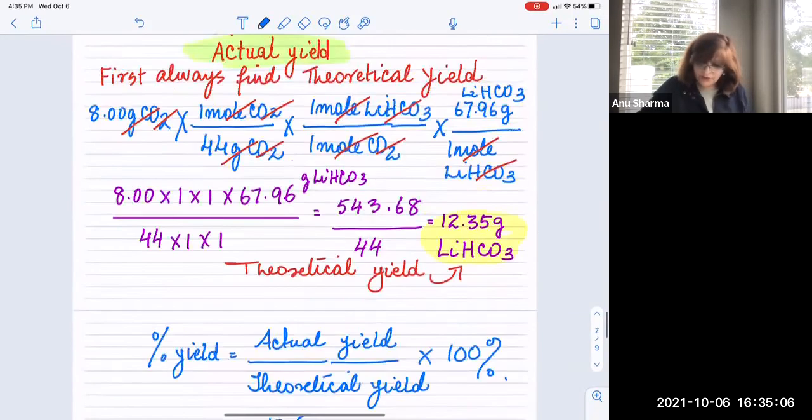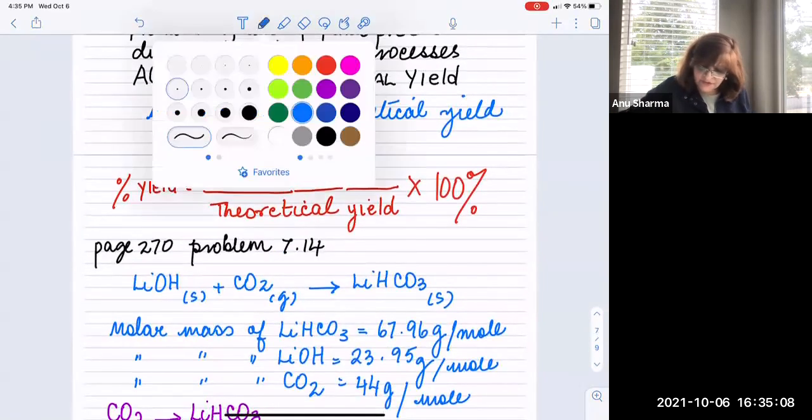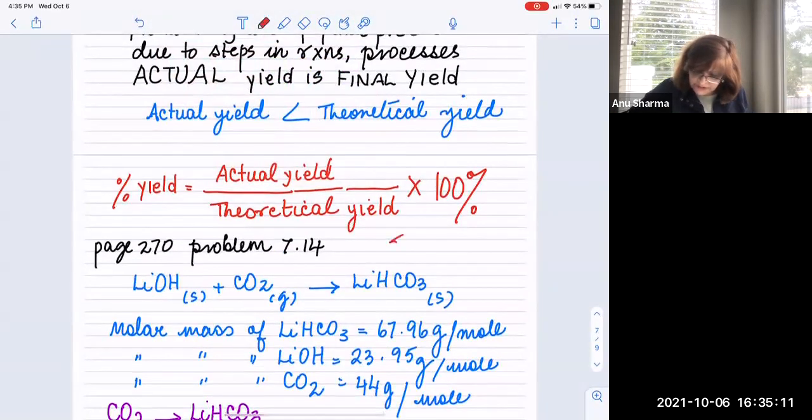I'm letting you know upfront that yes, there is going to be a question on percentage yield on the test.